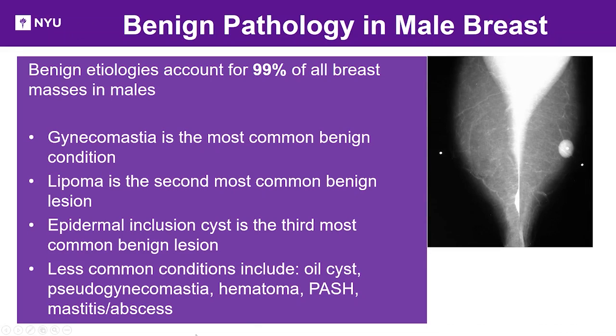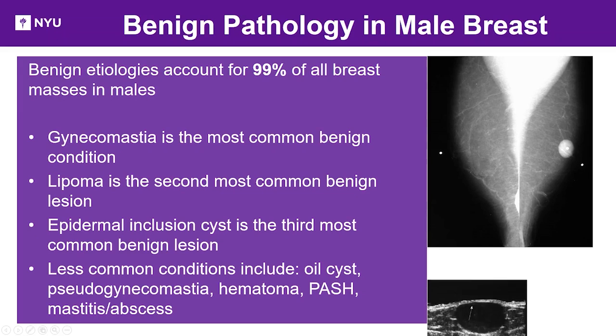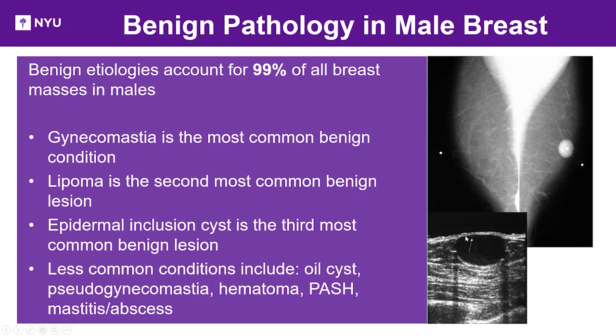So I'm just going to show you an example. You can see here this is a male breast. You can see this well-circumscribed mass that has a BB pointing to the palpable abnormality. These two BBs are just placed over the nipple for reference. And under ultrasound, you can see there's a superficial, predominantly anechoic mass. This is what a classic epidermoid inclusion cyst looks like.